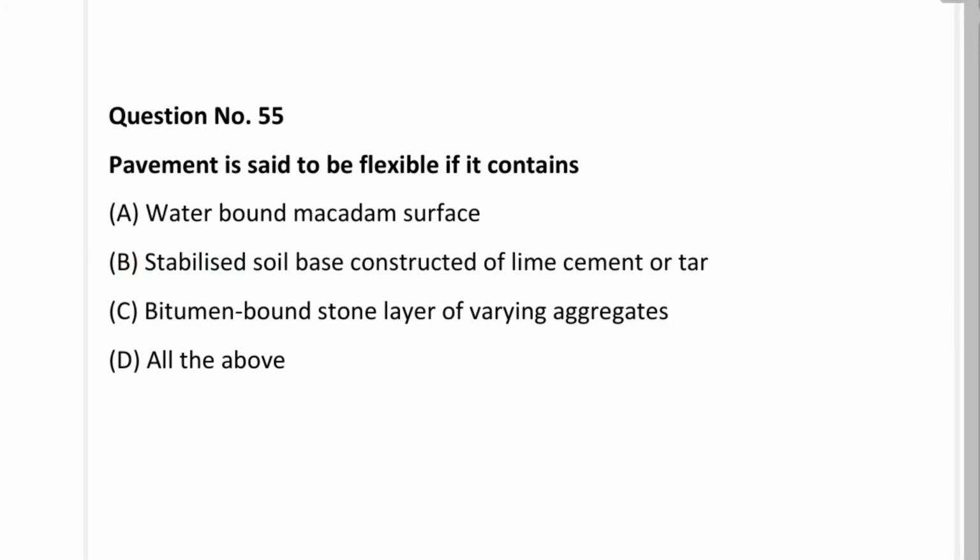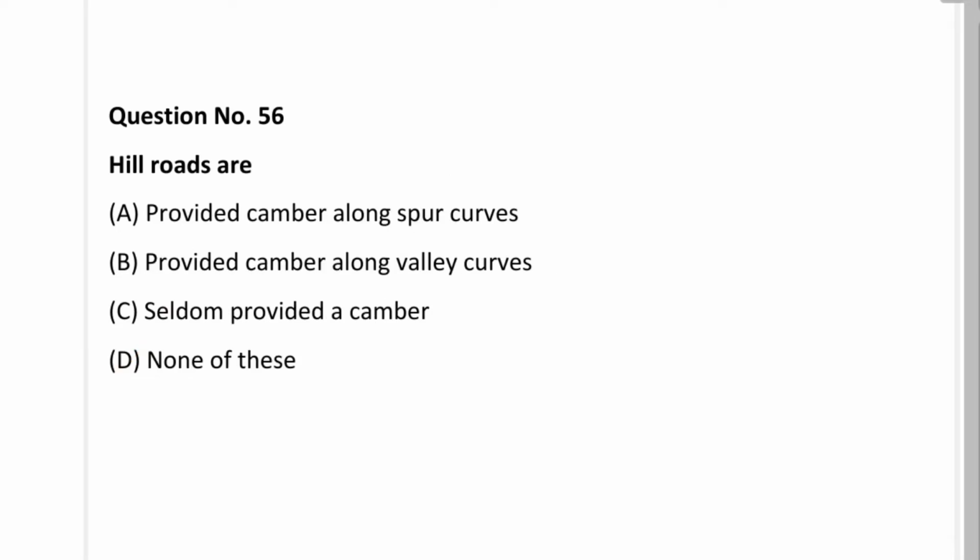So next question, pavement is said to be flexible if it contains: A. water-bound macadam surface, B. stabilized soil base constructed of lime, cement or tar, C. bitumen bound stone layer of varying aggregate, D. all the above. So the answer is D. All the above.